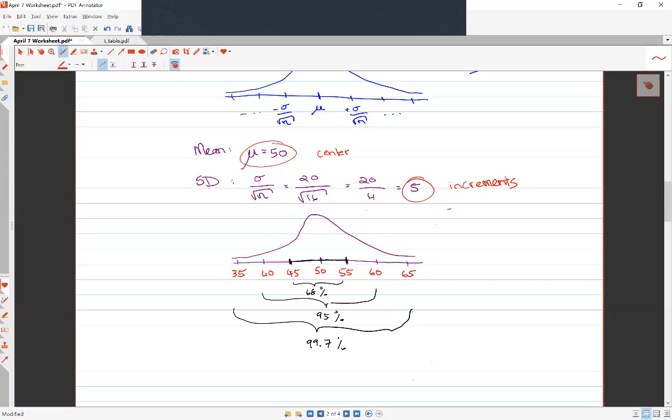Any other questions? And again, I'm sorry for centering that bell curve in the wrong spot.